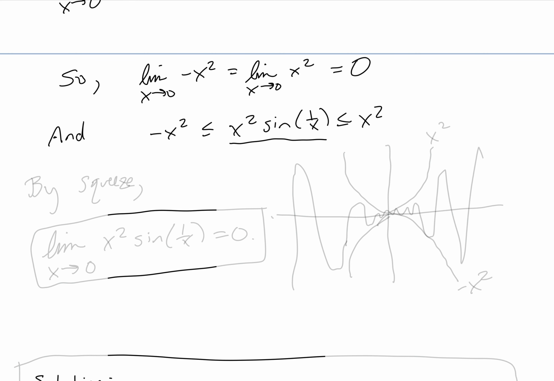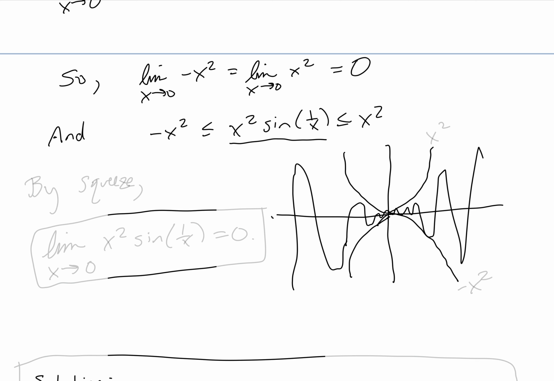We could sort of draw a picture of that if we wished. We know what x squared looks like. That's a parabola pointing upwards. We know what negative x squared looks like. That's a parabola pointing downwards. And then we don't know exactly what x squared sine of 1 over x is doing. But whatever it's doing, in the middle it is squeezed between x squared and negative x squared, and therefore it has the same limit as those other two functions as x approaches 0.